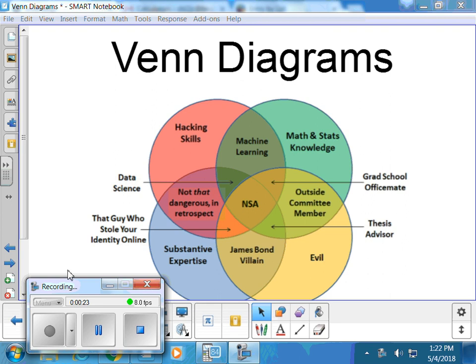So, hey, we're doing Venn diagrams. That should be exciting. If you have a highlighter with you, highlighters are great for Venn diagrams because you can highlight solution regions.